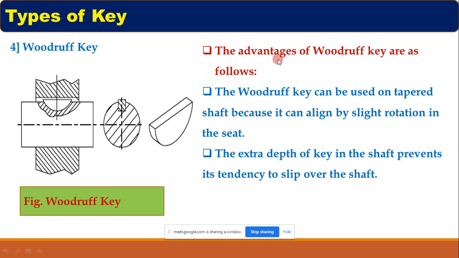These are the two advantages. The Woodruff key can be used on a tapered shaft because it can align by slight rotation in the shaft. Just remember in which application it is used. Suppose you are using a tapered shaft. In that tapered shaft this Woodruff key is used, which aligns itself with the help of just a little rotation of the seat. The extra depth of the key in the shaft prevents the tendency to slip over the shaft, as already discussed. So the slippage is avoided due to the extra depth of this key.